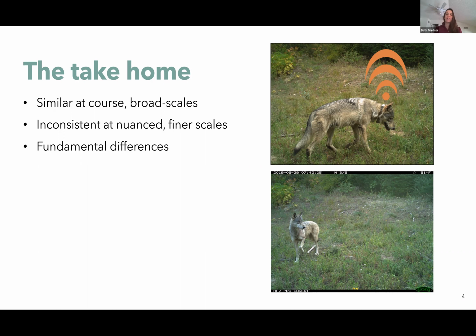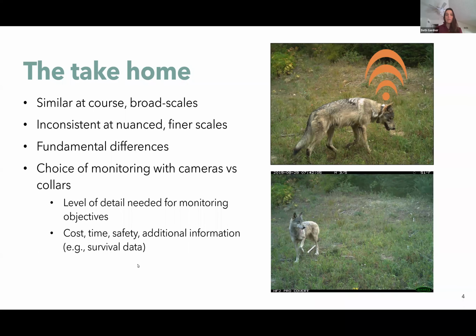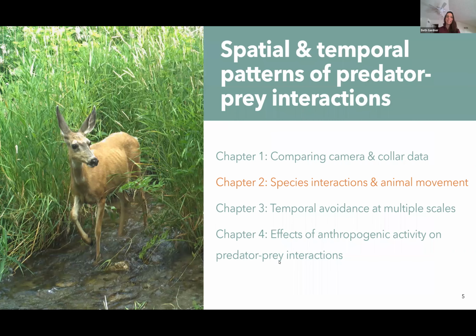You also have to think a lot about different study design. So essentially, deciding which method to use is a matter of what's your objective, what level of detail you need, and then all the other main considerations: cost, time, safety, and again, the type of information. In this particular case, it was really valuable because we could think about the different questions that we can answer using telemetry data versus camera data. And now I'm going to talk about some things that we can do with the collar data.